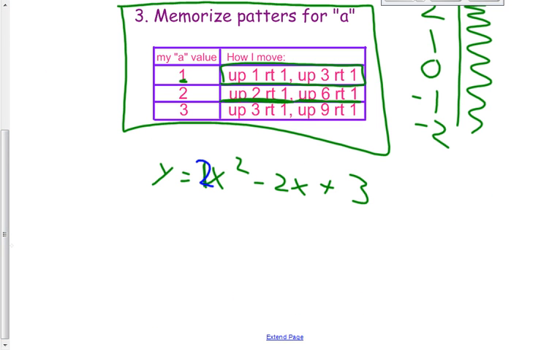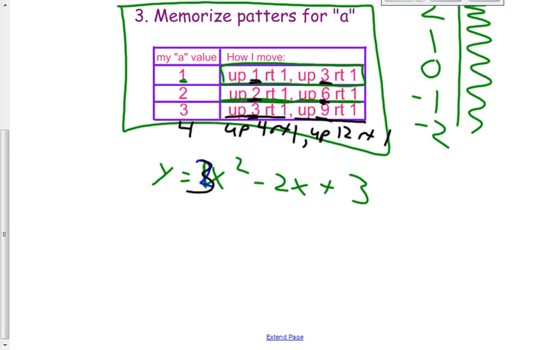If it was an a value of 3, you would go up 3, right 1, up 9, right 1. So every time, you're basically multiplying by 3 to get from one to the next. 2 times 3 is 6. 3 times 3 is 9. So if your a value is 4, you would go up 4, right 1, up 12, right 1, because 4 times 3 is 12. So that pattern keeps on continuing.